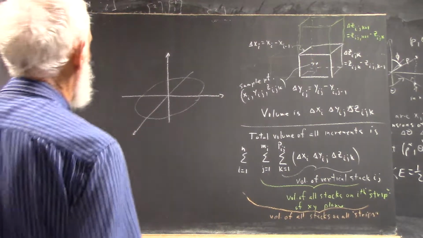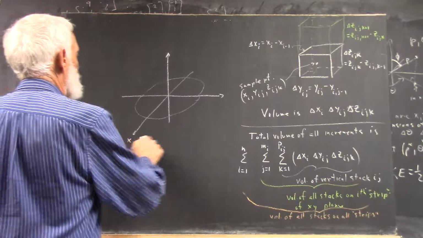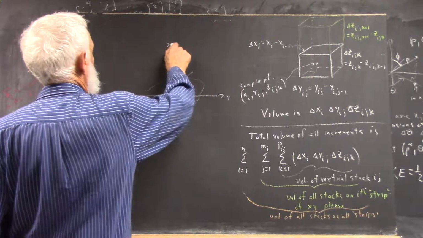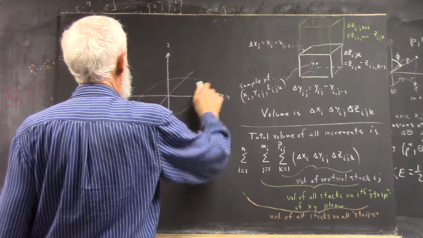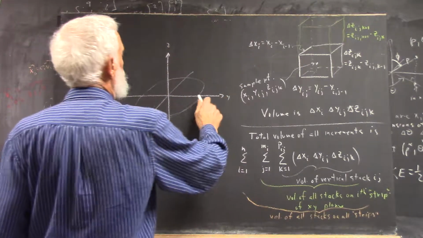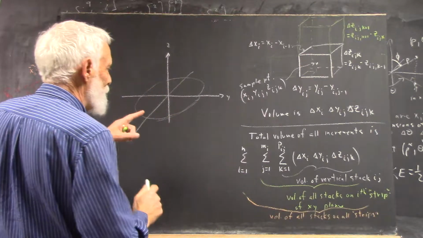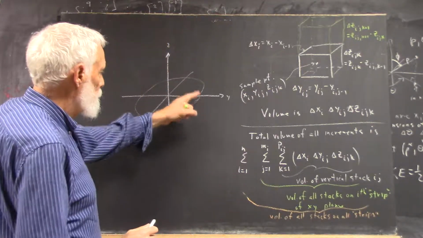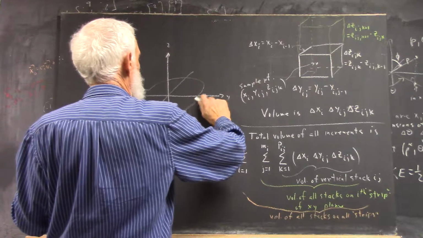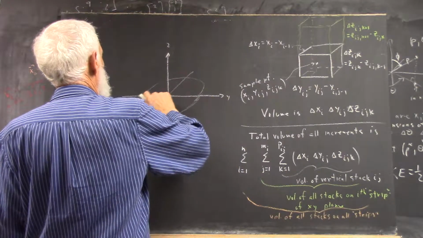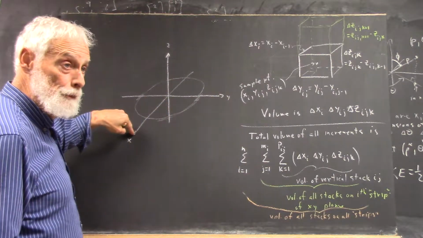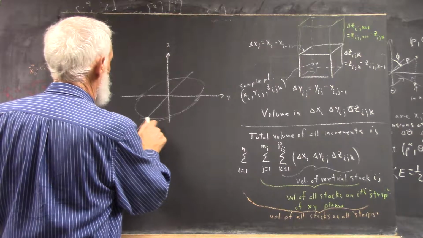Okay, here's your XYZ coordinate system, and here's a circle in the XY plane. Note that the circle is tangent to a vector in the X direction here and here, so it's got to be tangent to lines parallel to the X-axis, right? It's got to be tangent to the Y here.